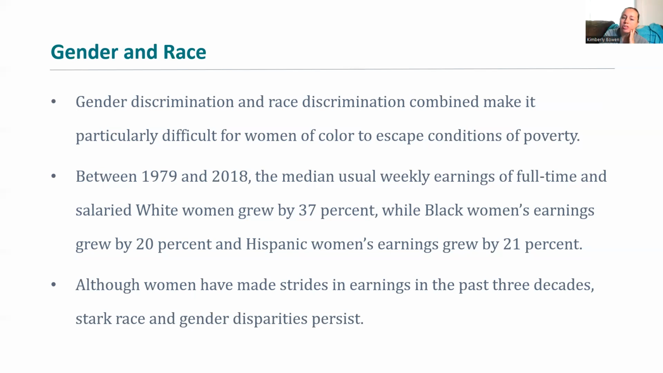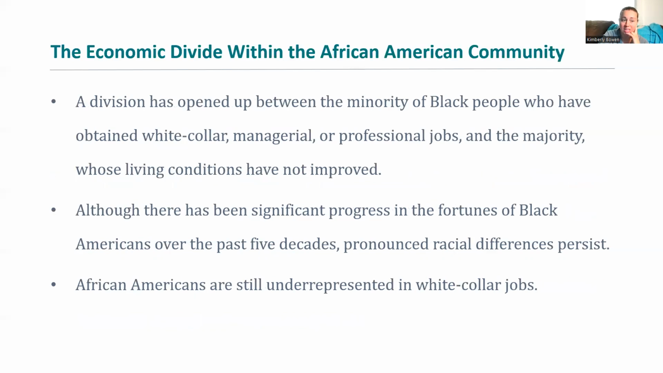Gender and race. Gender discrimination and racial discrimination combined make it particularly difficult for women of color to escape conditions of poverty. Between 1979 and 2018, the median usual weekly earnings for full-time and salaried white women grew 30%, while Black women's earnings grew by 20%, and Hispanic women's only grew by 21%. Although women have made strides in earnings in the past 3 decades, the stark race and gender disparities still persist.